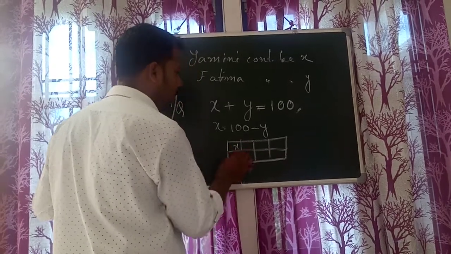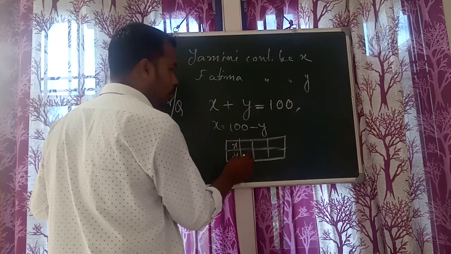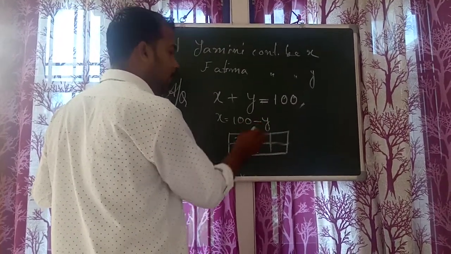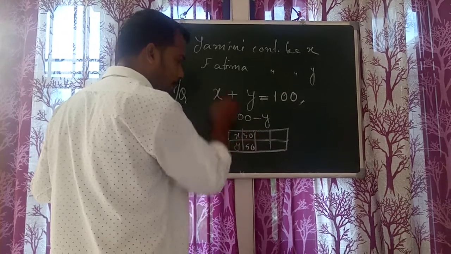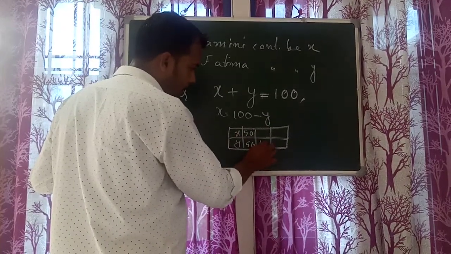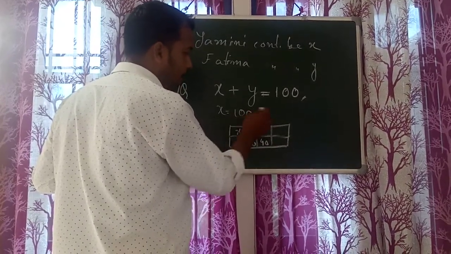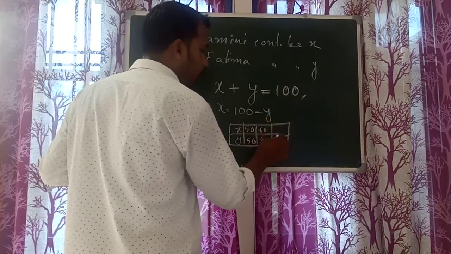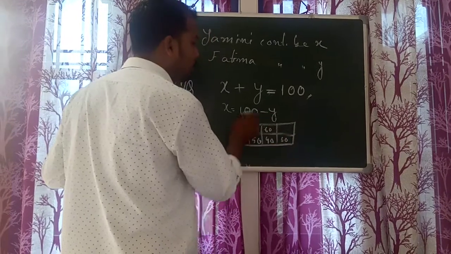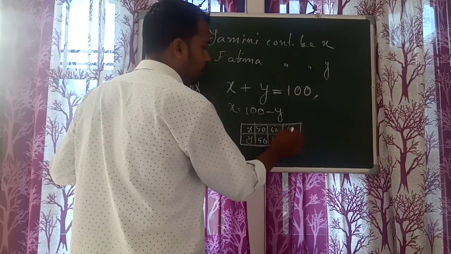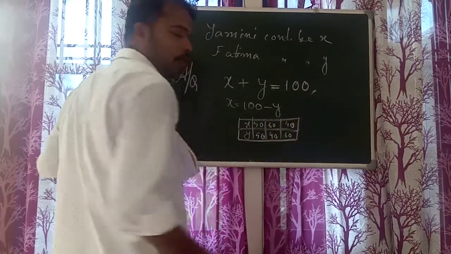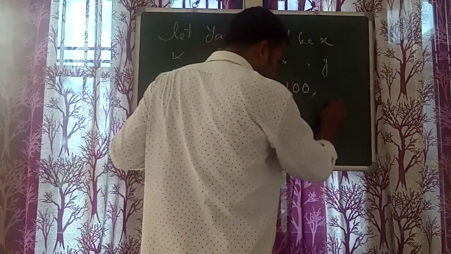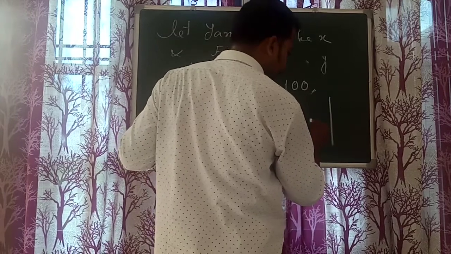x, y. Here in place of y, if you put 50, then 100 minus 50 becomes 50. If you put here 40, then it will become 100 minus 40, that is 60. Then if you put here 60, then it will become 40. Okay, then draw the graph. See how you will do it.